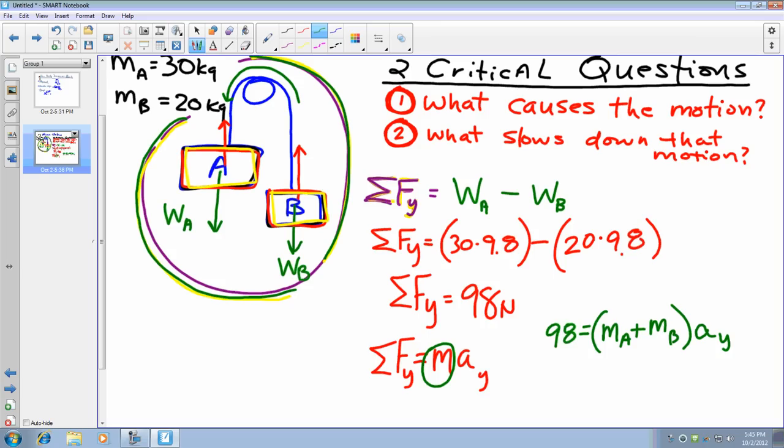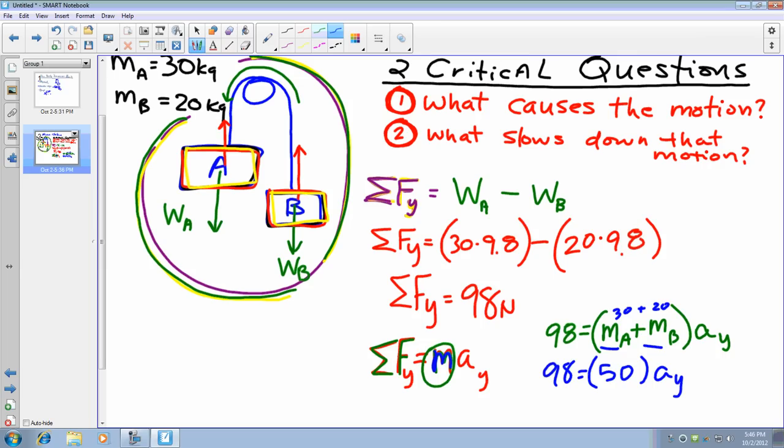Great question. Now what we're thinking about is the sum of all the forces, and we're using the equation F equals ma. And now we have to think of the mass of the entire system. So let's pick a different color for this. Now we're thinking about the mass of the entire system. Nothing's acting against each other because we're thinking about the system as a whole. So we have to actually add these values up. So we have 98 is equal to 50 kilograms, and I got that by taking 30 plus 20, 50 kilograms, and multiplying it by the acceleration in the y direction.